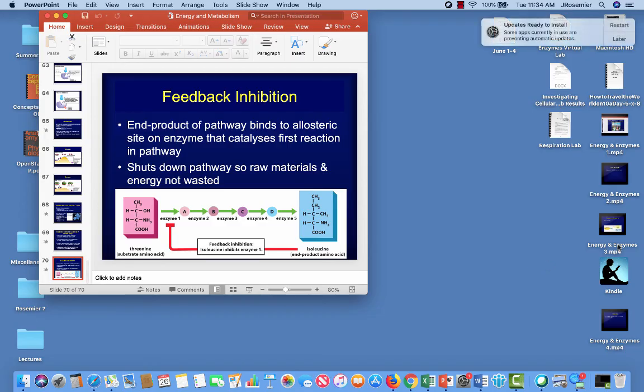So that's the end of our energy and enzymes chapter. From here we'll be moving on to cellular respiration, taking a look at how glucose is actually used in a cell to make ATP. And so we'll pick up with that section here next.